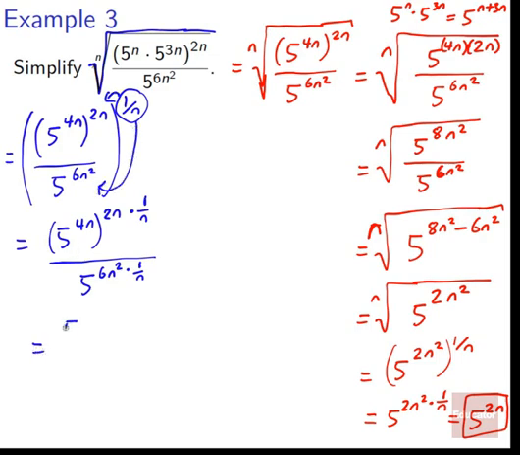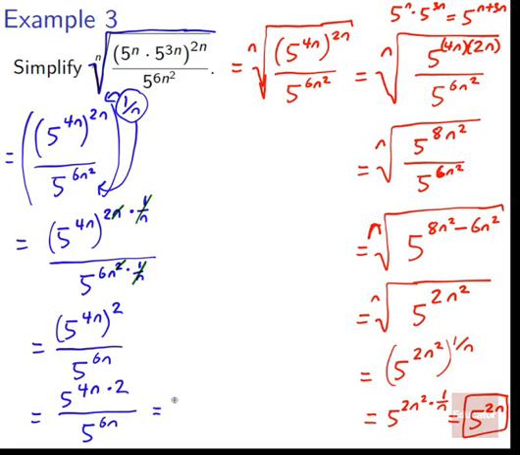5 to the 4n, well, these n's cancel out. This 1 over n cancels out the squared, leaves the n. So we've got 5 to the 4n squared over 5 to the 6n. 5 to the 4n times 2, because it was exponentiation on exponentiation, still 5 to the 6n, equals 5 to the 8n over 5 to the 6n equals 5 to the 8n minus 6n, which, hey, that equals 5 to the 2n just as well.